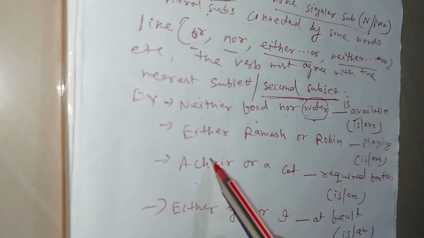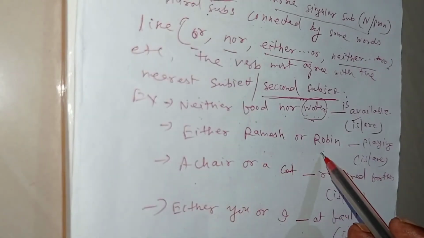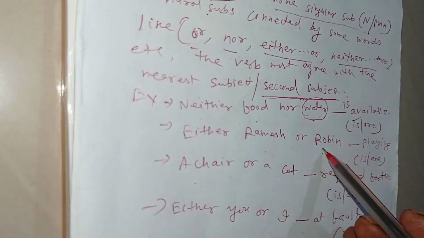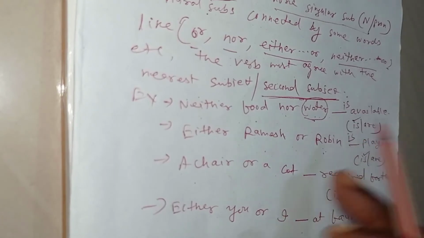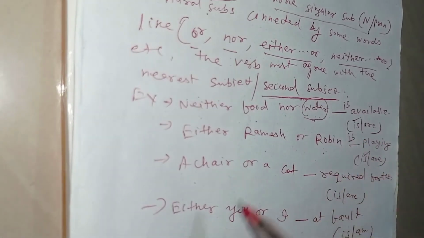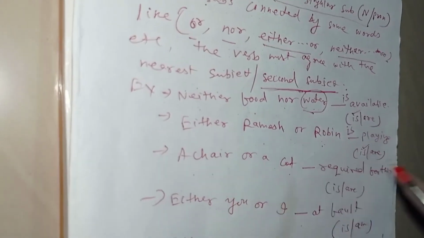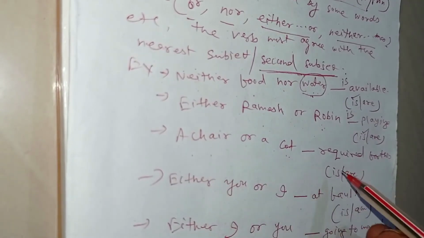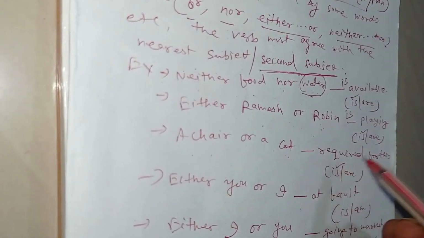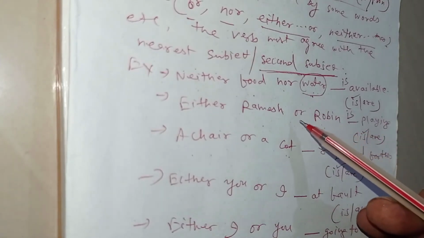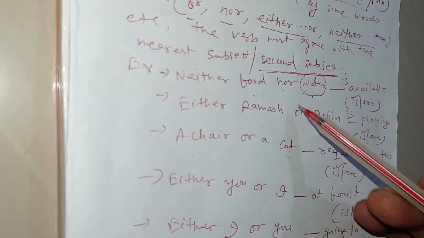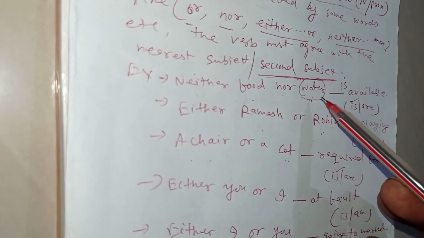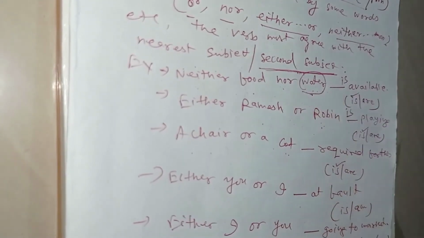Similarly, either Ramesh or Robin. After or, the second subject is Robin. So Robin takes is. It cannot take are. Similarly, a chair or a cot, two singular nouns connected by or, so it must take is. So you should remember, after or, neither, or either, etc., the noun, whatever the noun is, the verb must be singular.